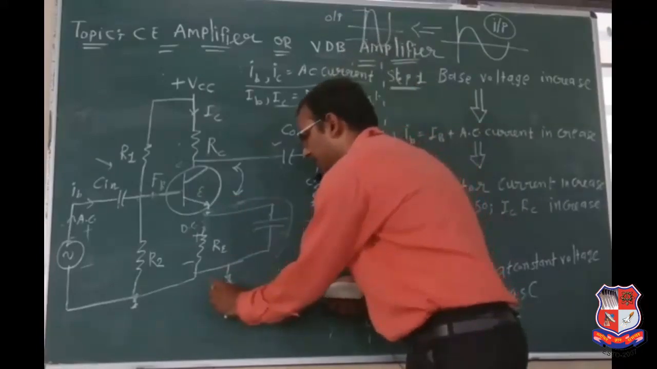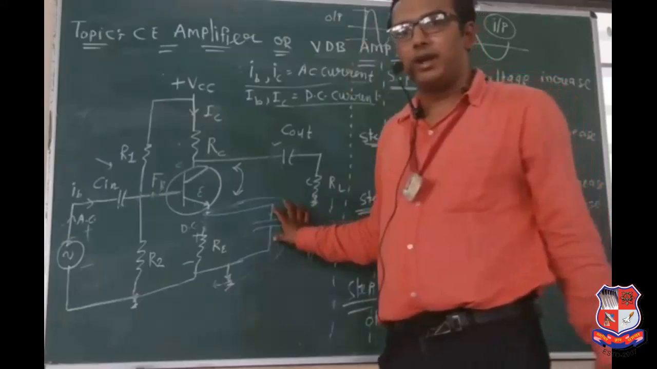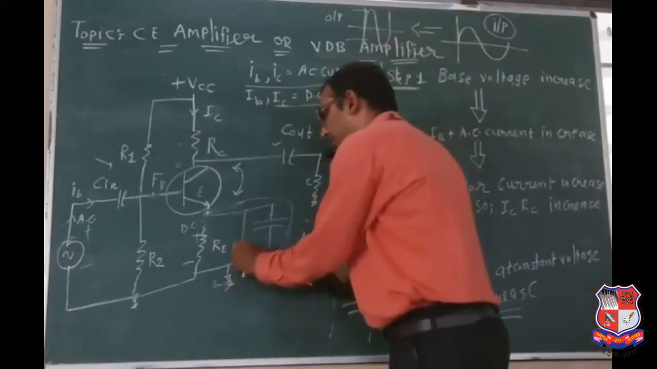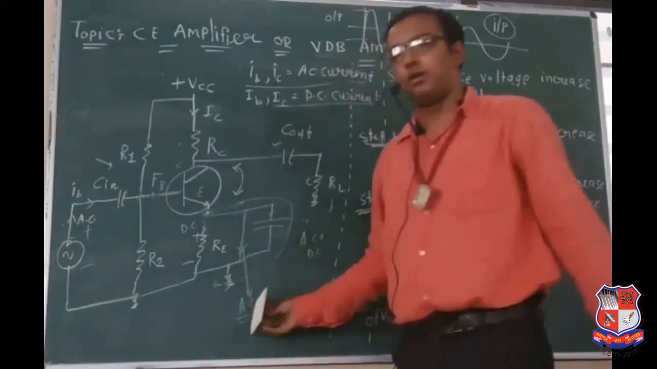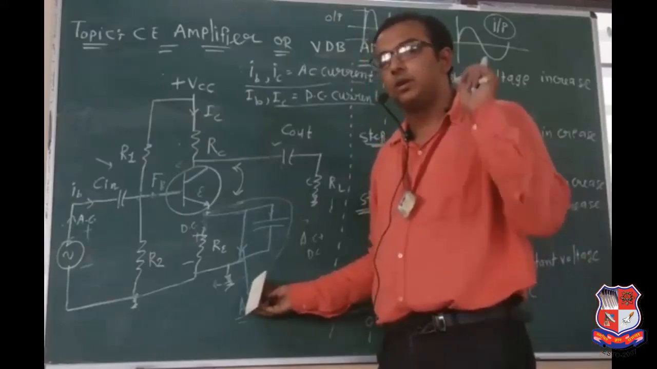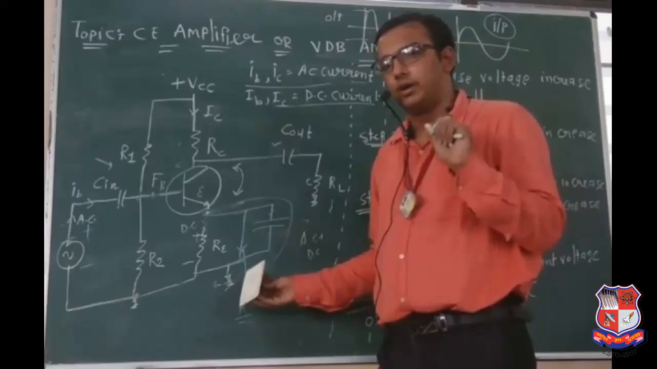It is known as AC current. And for AC current, the capacitor acts as a short circuit, so it can be considered as a short circuit. But it is applicable only for AC, not DC, remember that point. This is the most interesting point.